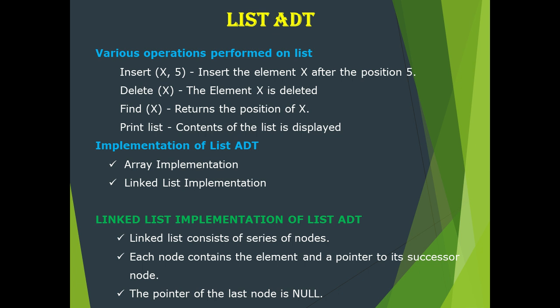As I told, the list can be implemented in two ways: array implementation and linked list implementation. Implementation using an array is similar to the array implementation we saw earlier. So we will see the list implementation using a linked list. List consists of a series of nodes. Each node contains the element and a pointer to its successor node.